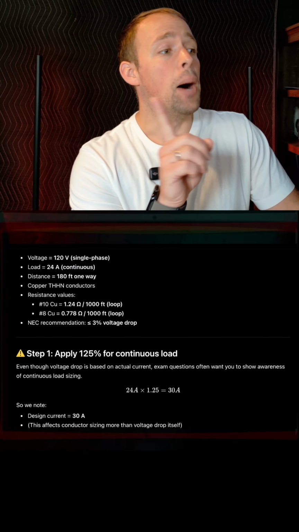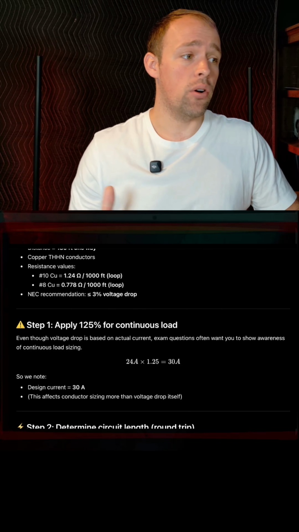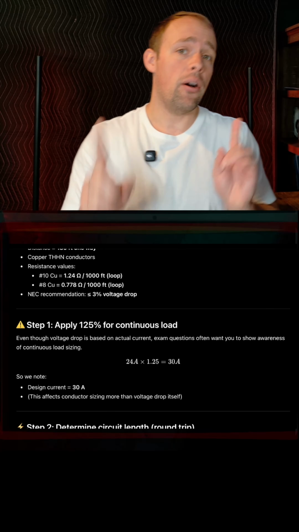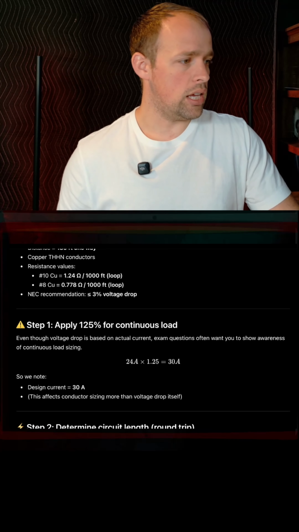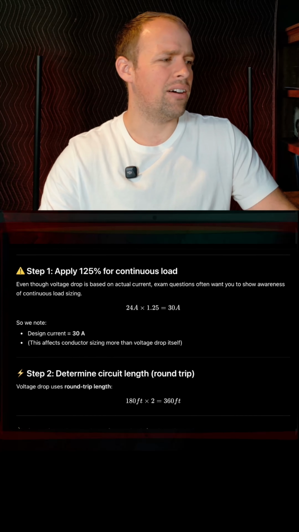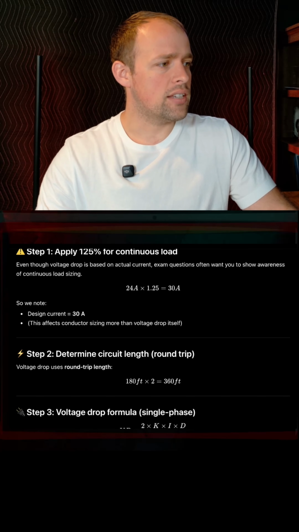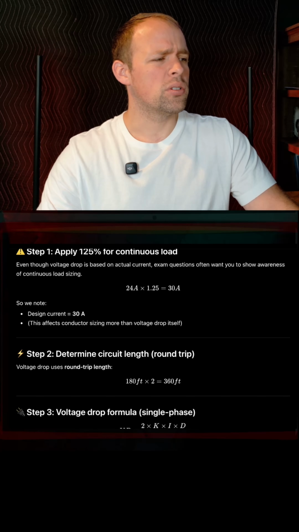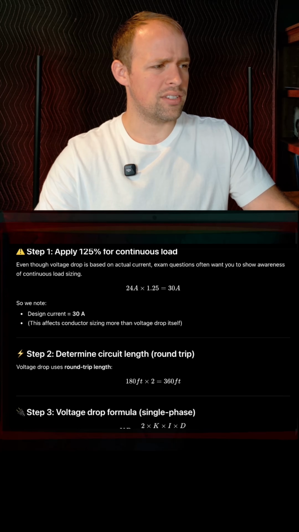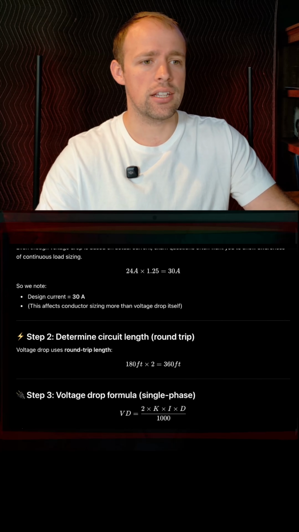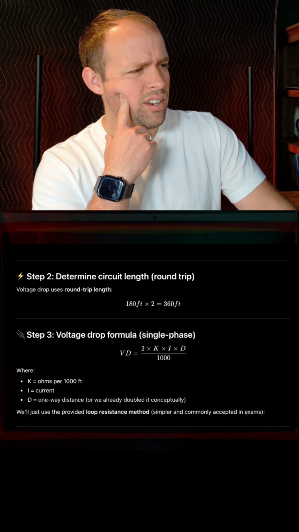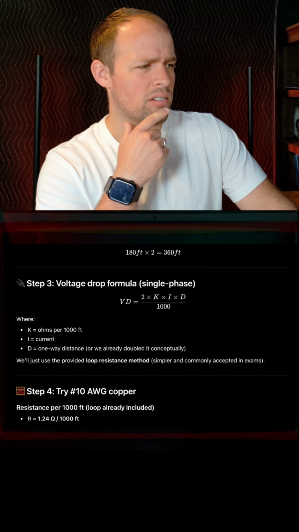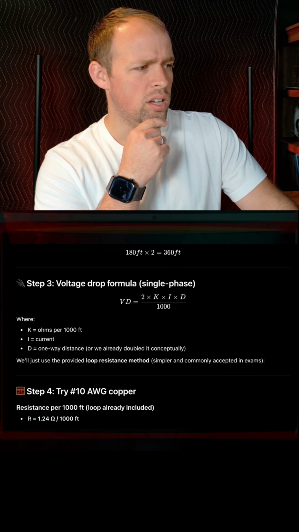Okay, step 1, apply 125% for continuous load. That's what it told me to do, okay? However, I think that that's a mistake on ChatGPT's part. Step 2, determine the circuit length, 100 feet times, yeah, okay, we know this. 180 feet times 2 is 360. Oh, so it's ohms per 1,000 feet. Okay, they gave me a K, which is not, what are you doing here, ChatGPT? 1.24.